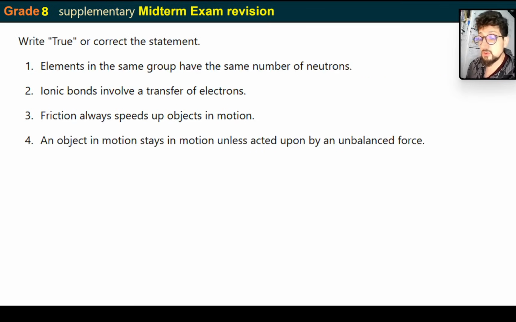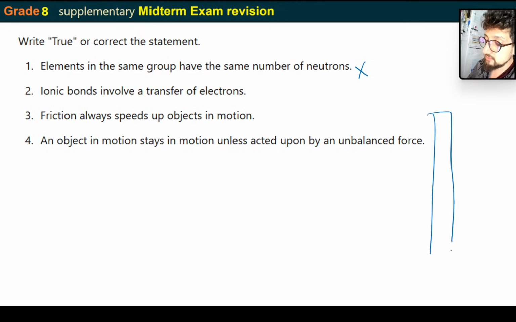Right, true or correct statement. Elements in the same group have the same number of neutrons. Nope. They have the same number of valence electrons. That's all it is. Elements in the same group, they don't even have the same number of electrons. They just have the same number of valence electrons. That means electrons on the outside.